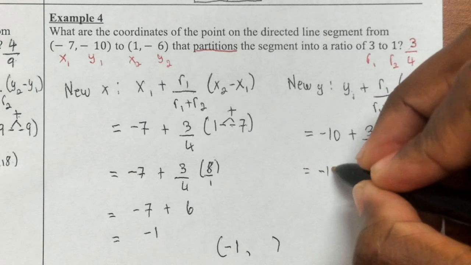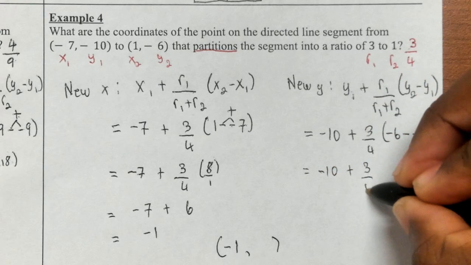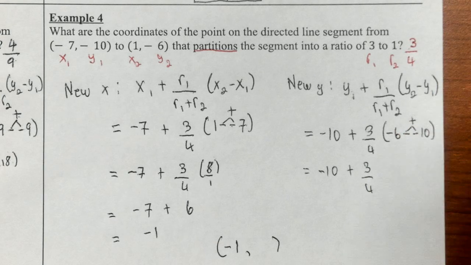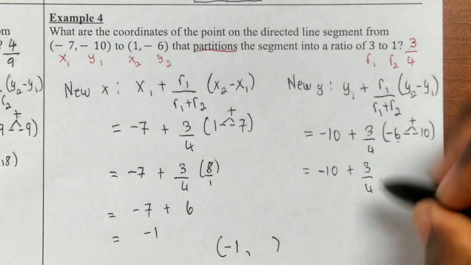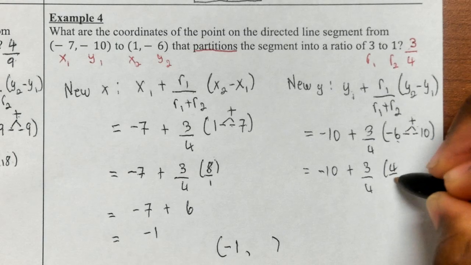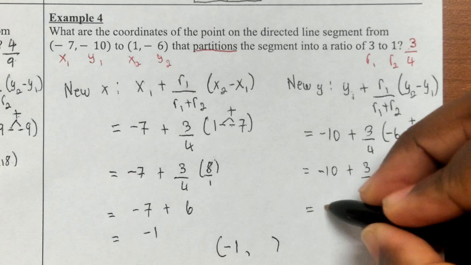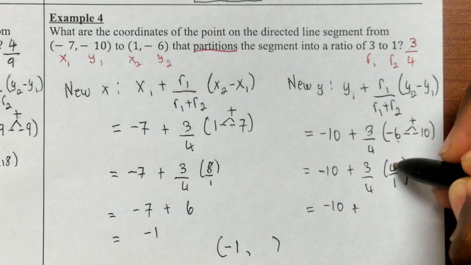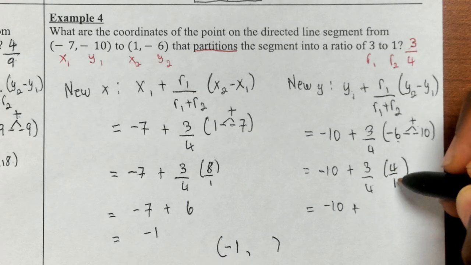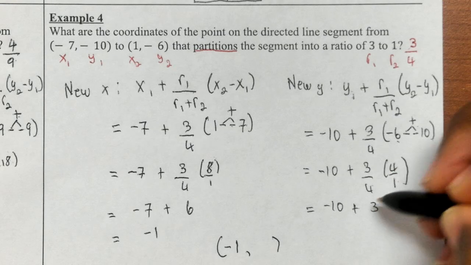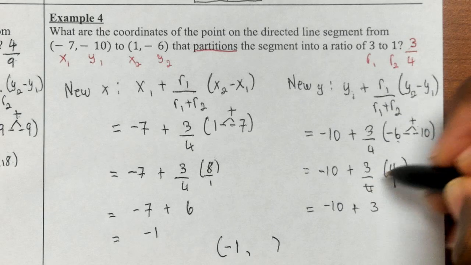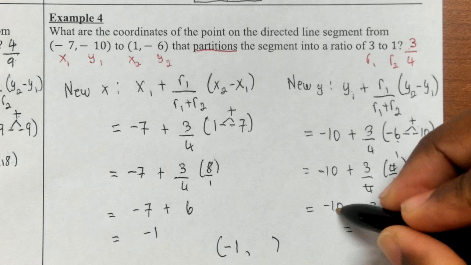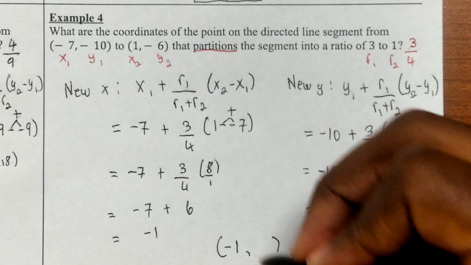So now I calculate -10 plus 3 over 4. I have -6 minus -10, so negative beside negative turns into a positive. So -6 plus 10 is positive 4, which is the same as 4 over 1. So I would have -10 plus 3 times 4 is 12, 4 times 1 is 4, 12 divided by 4 is 3. Or you could cross simplify and say that 4 divided by 4 is 1, 3 times 1 is 3. So -10 plus 3 is -7.